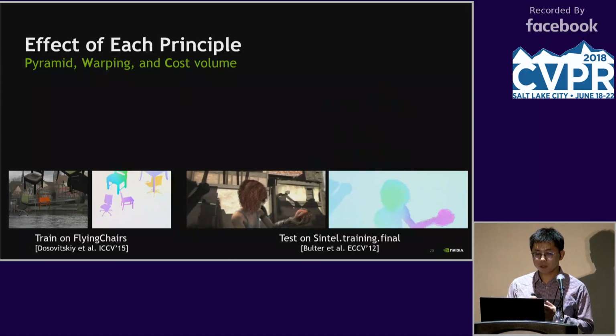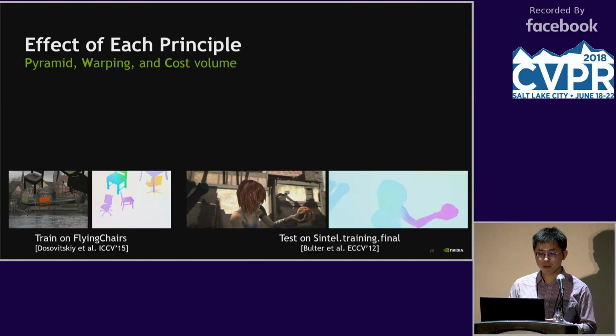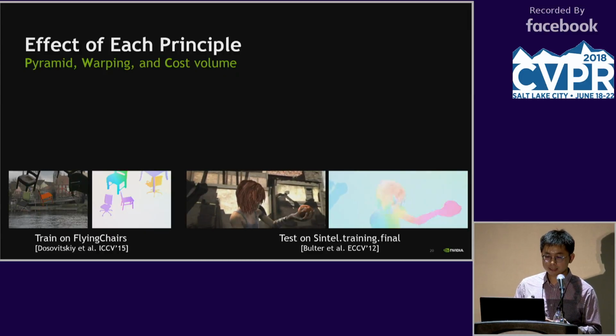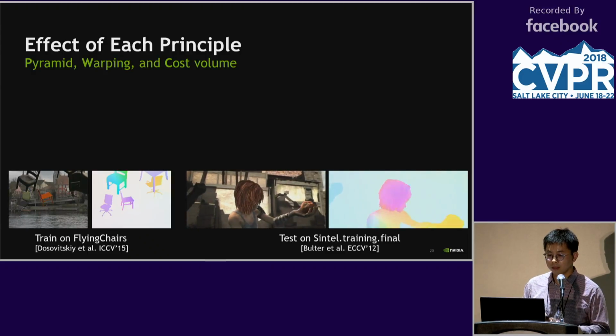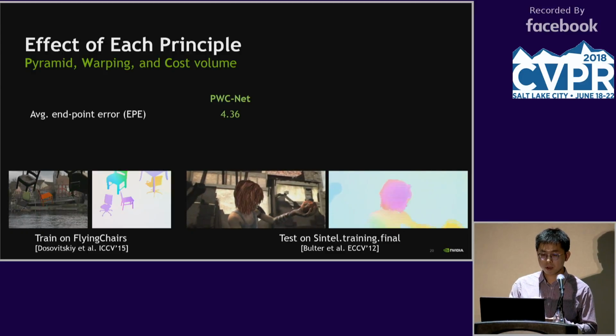So now I'm going to check the effectiveness of the 3 principles: pyramid, warping, and cost volume. For this study, we train all the models using the Flying Chairs and test it on the final pass of the Sintel training dataset. This is the endpoint error for PWC-Net using the 3 principles. Like, the lower the better.